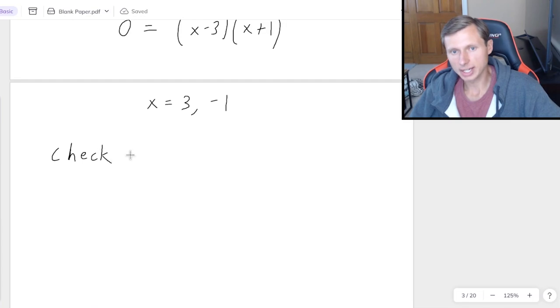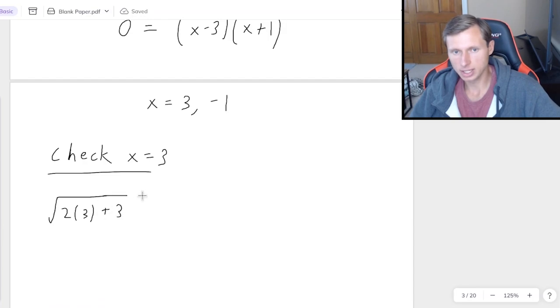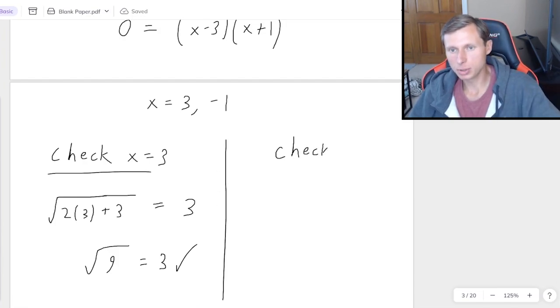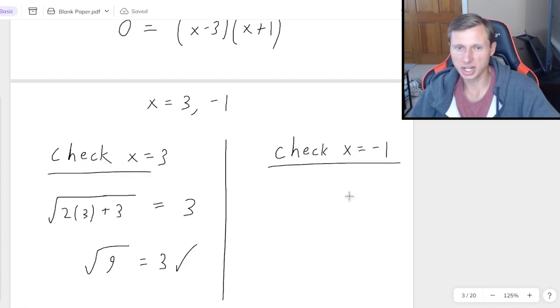So first we'll check x equals 3. So that's square root of 2 times 3 plus 3, and does that in fact equal x, which is 3? 2 times 3 is 6, 6 plus 3 is 9. So square root of 9 does in fact equal 3. Check mark, we're good for the first one. And it is possible that both solutions work, both solutions don't work, or we get 1 and 1. So let's see what happens here when we check negative 1.